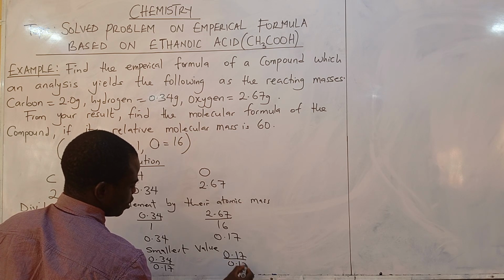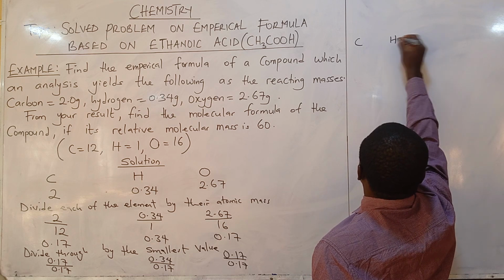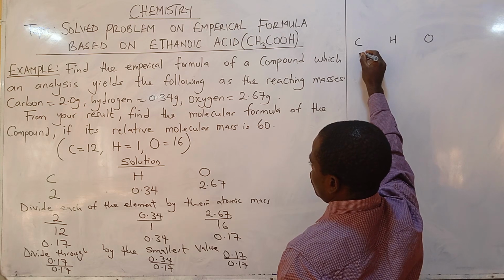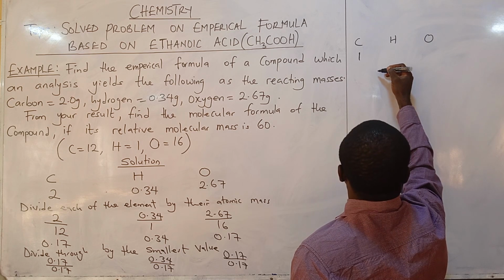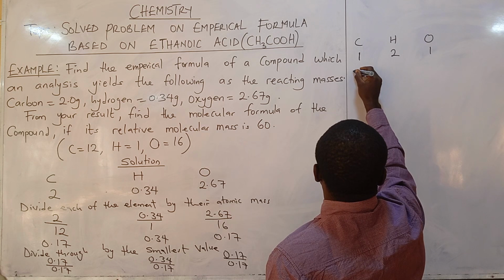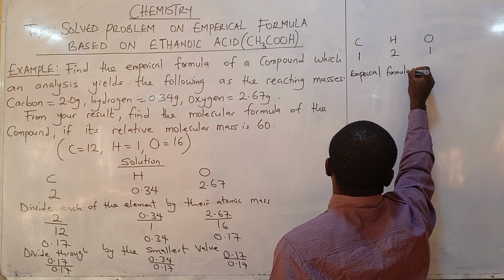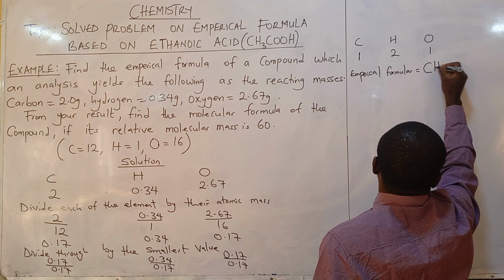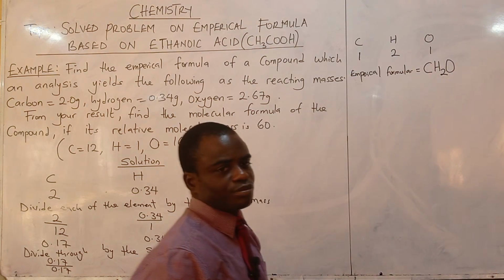0.17 divided by 0.17. Okay, now write CHO. Under carbon you are having 0.17 divided by 0.17 is 1, 0.34 divided by 0.17 is 2, 0.17 divided by 0.17 is 1. Now in this case, empirical formula, because C is 1, you don't need to put 1 here. H2, hydrogen is 2, O. This is our empirical formula.